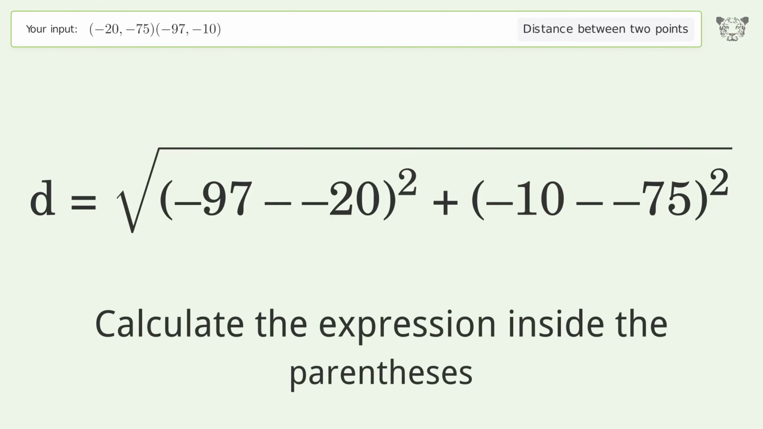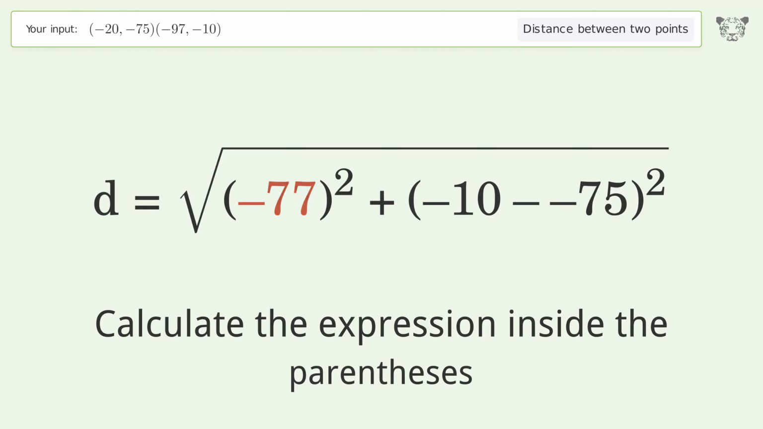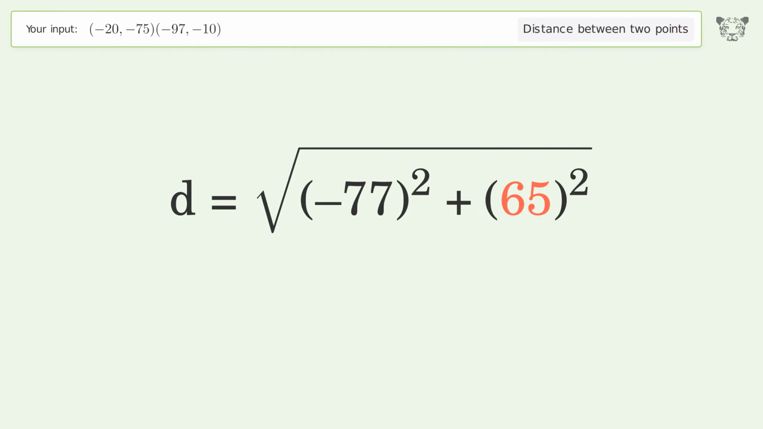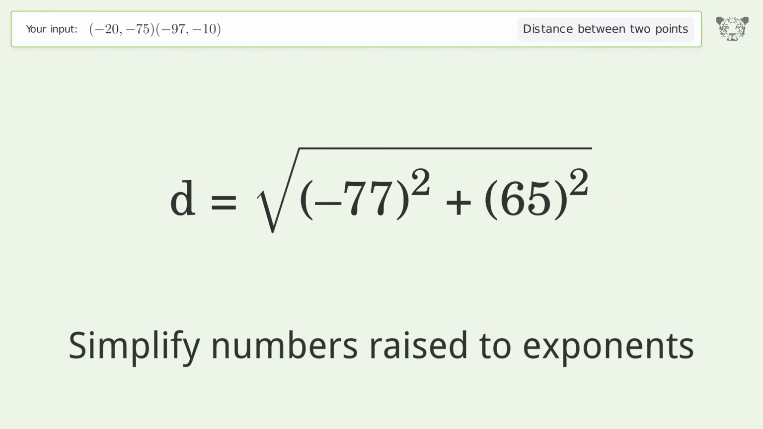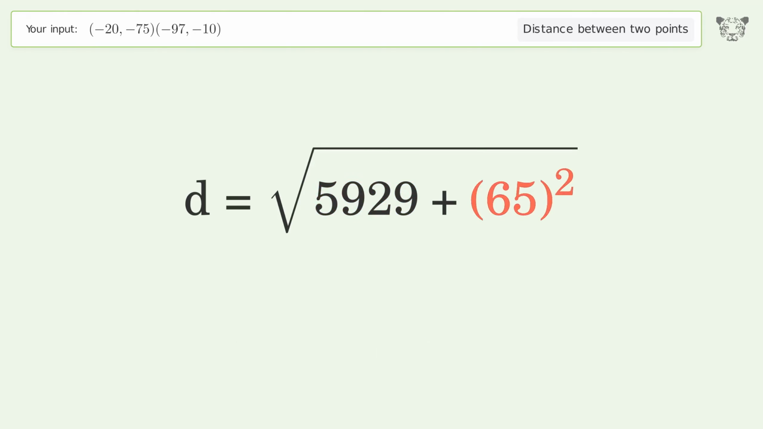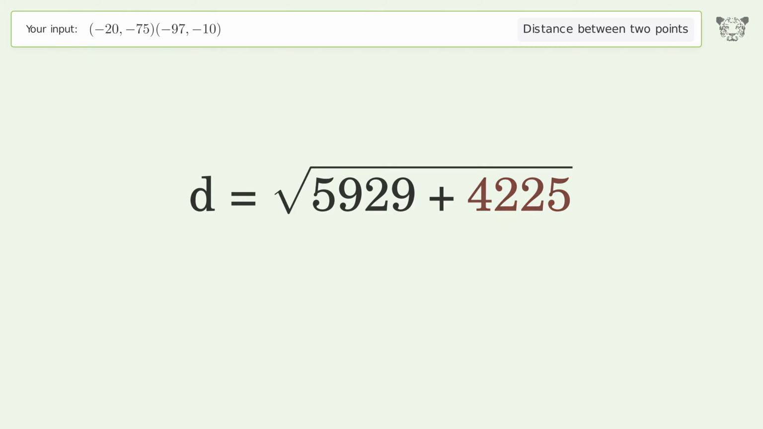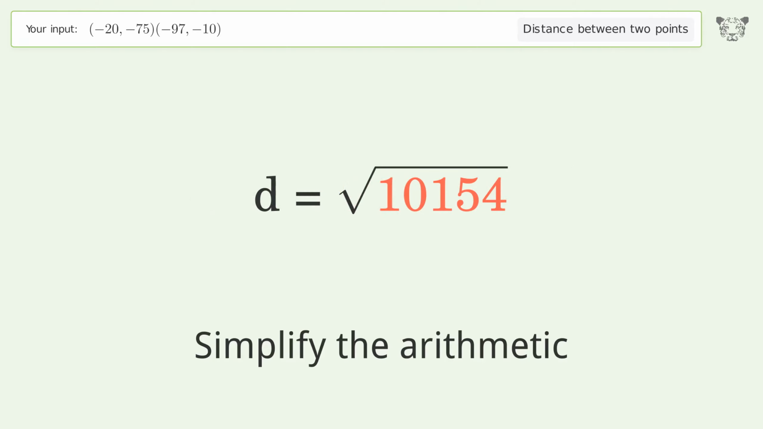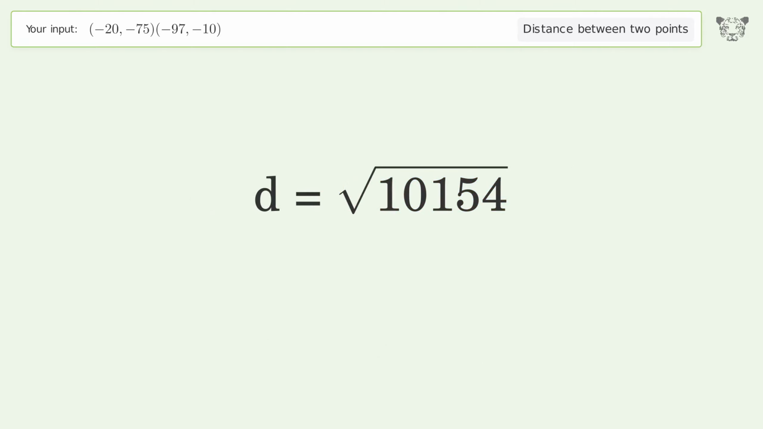Calculate the expression inside the parentheses. Simplify numbers raised to exponents. Simplify the arithmetic. And so the distance between the 2 points is the square root of 10,154 or 100.767.